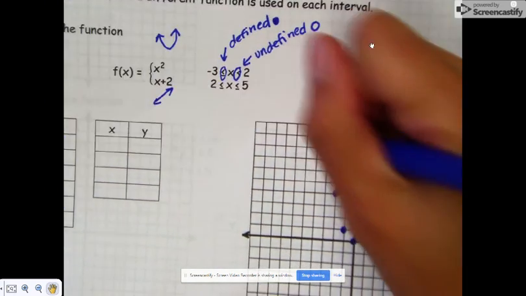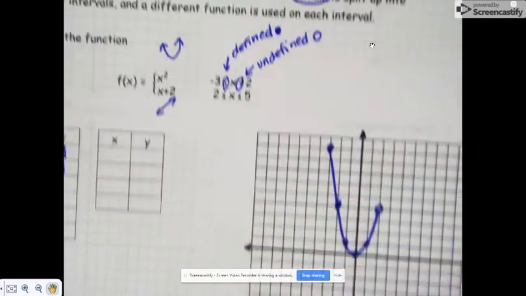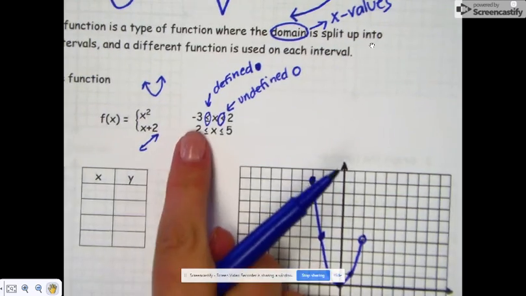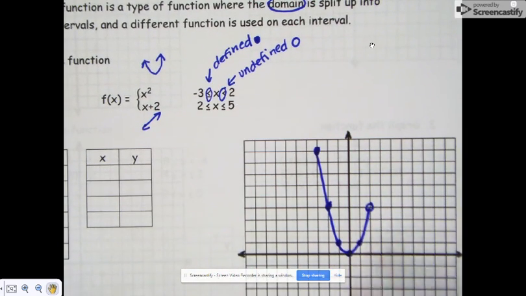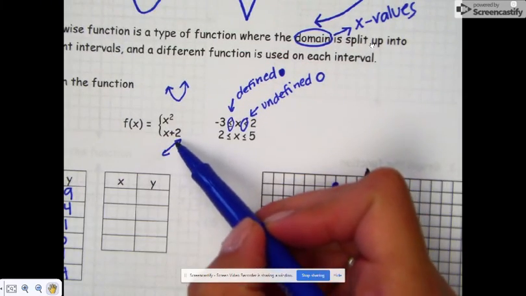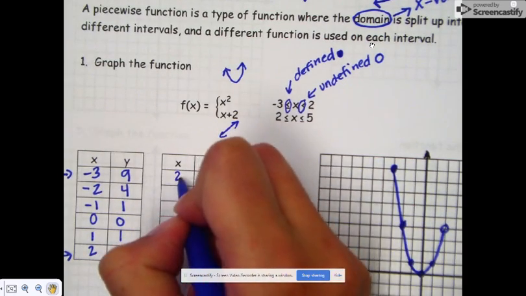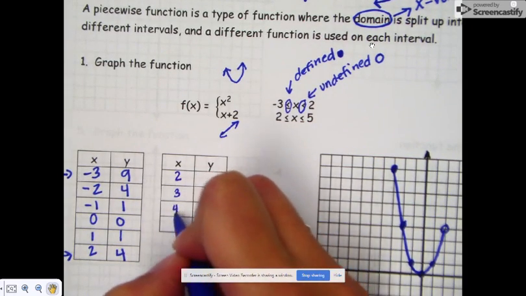Okay, so I know that this is a parabola. Okay, but I'm ending at -3 and ending at 2, so I don't put arrows on those. Okay. All right, now let's do the other piece to the function. The other piece of the function is x plus 2, and that's for the domain where the x value is 2 to 5. So in this table, I'm going to do 2, 3, 4, 5.